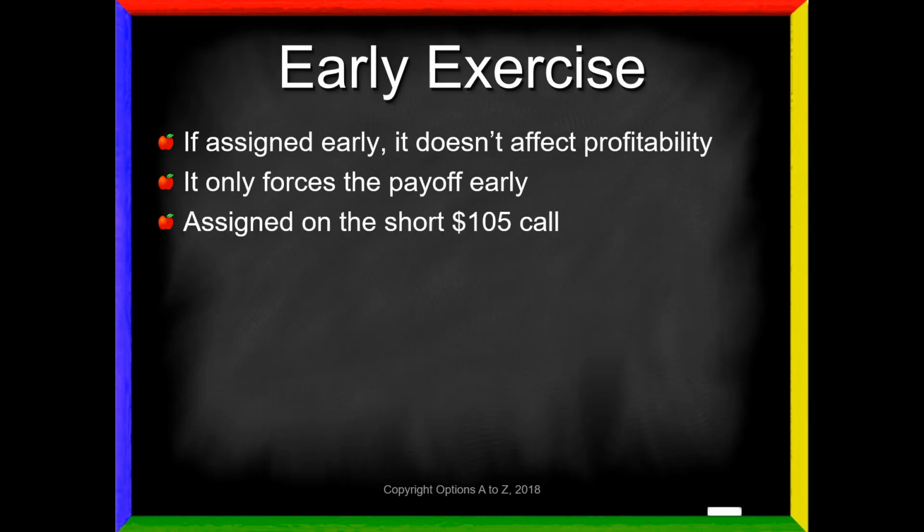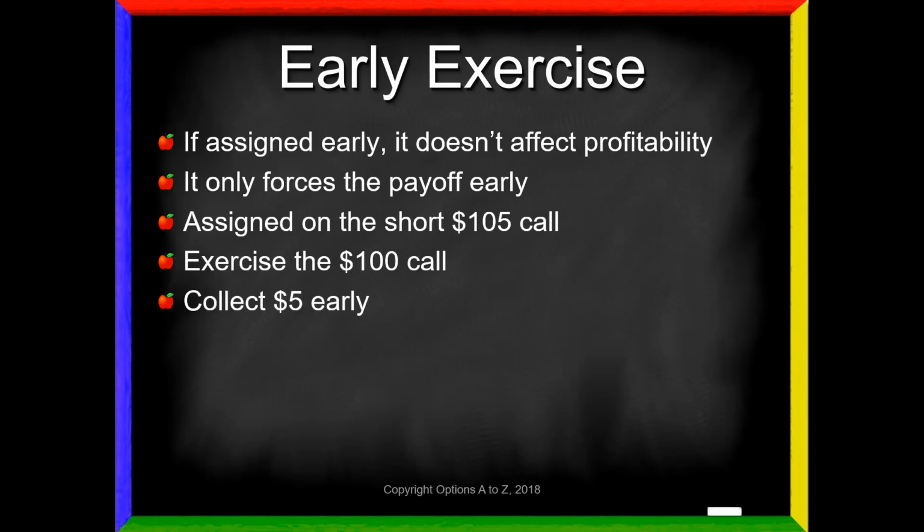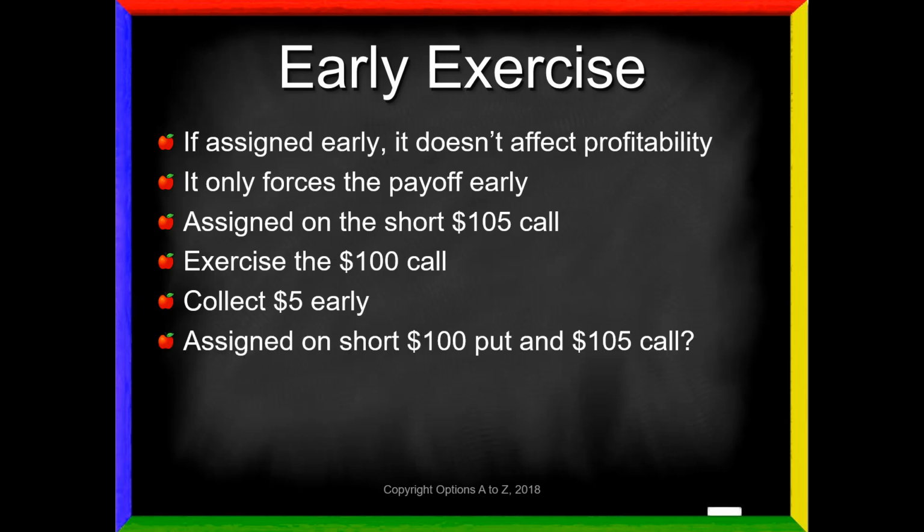So for example, let's say you get assigned on the short 105 call. All you have to do is turn around and exercise the 100 call. You received 105, you take that 105, you turn around and pay 100 for that long position, effectively bought at 100 and sold at 105. There's your $5, but you collected it early. What if you're assigned on the short 100 put and the short 105 call? Again, it doesn't matter. Just run through your rights and obligations and you will see that you will collect the $5 early. So even early exercise is not going to throw a wrench into this arbitrage.